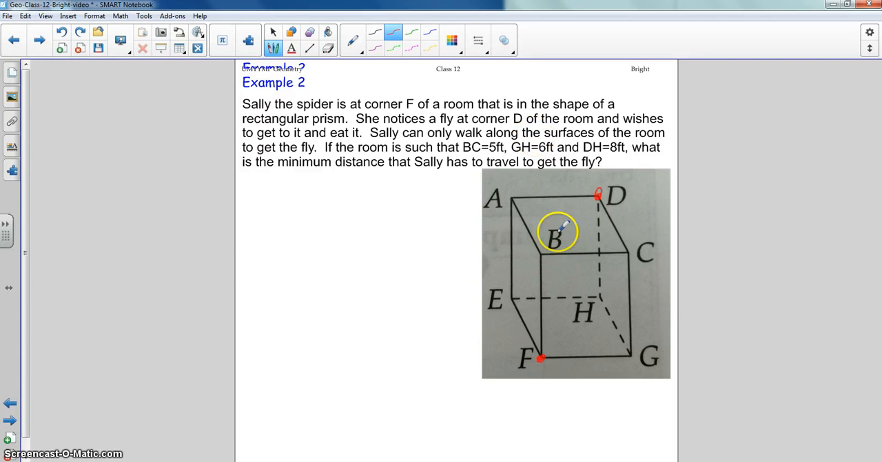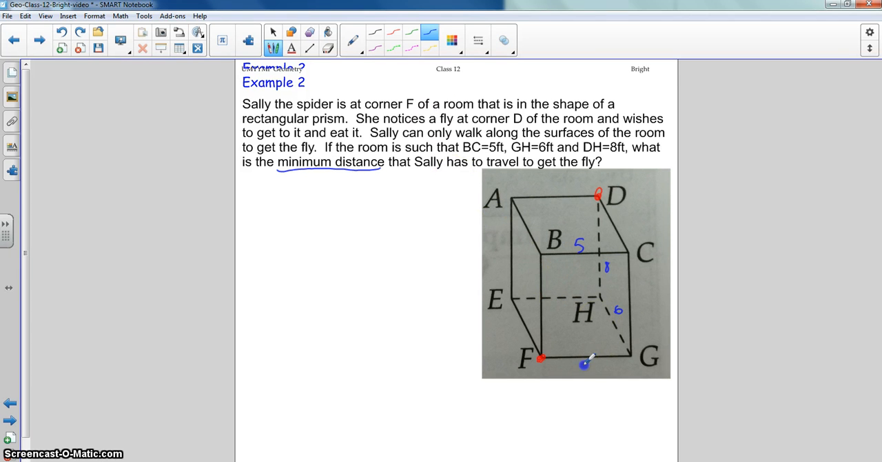So we know that BC is 5. Let me maybe label these in blue. So BC is 5, and GH is 6, and DH, so this back wall has height 8, and then we want to know the minimum distance. Okay, well, minimum distance is a straight line, and the straight line in this context would be the space diagonal. However, we can't travel through the space. We can only travel along the surfaces of the room.